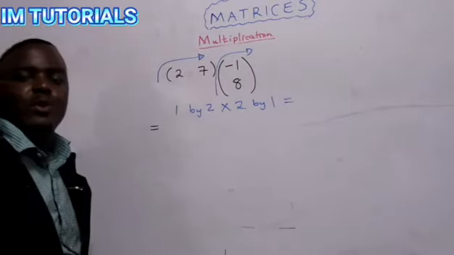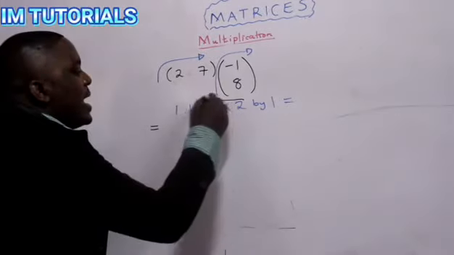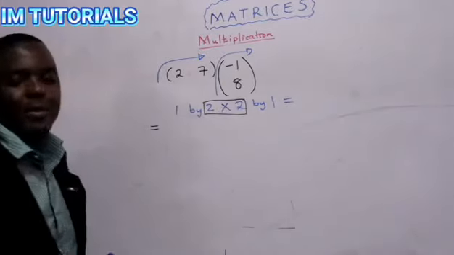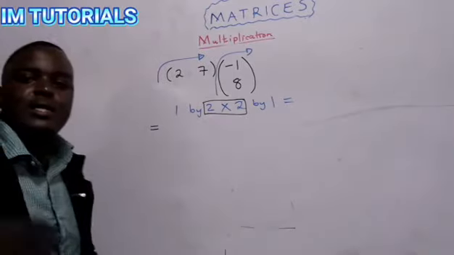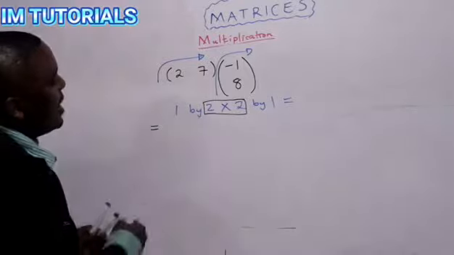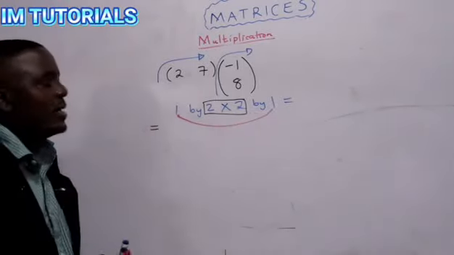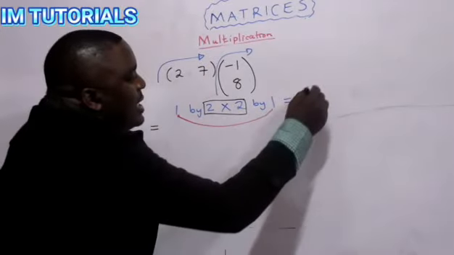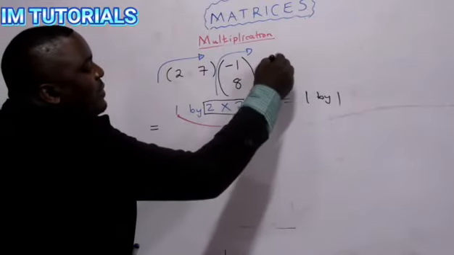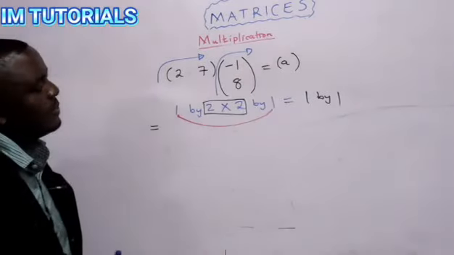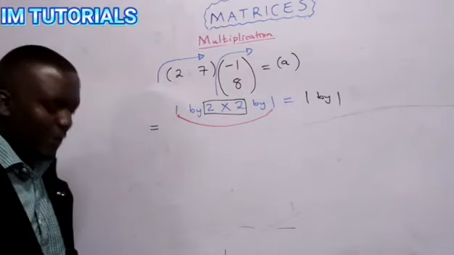Is it possible to multiply? Yes, it is possible. Why? Because we have identical numbers in between. I hope you are following class. Right. So what is the final answer? The final answer is going to be determined by the first number and the last number. So it means that your final answer is a 1 by 1 matrix, which is only represented by a single letter. Let the answer be represented by A. I hope you are following.